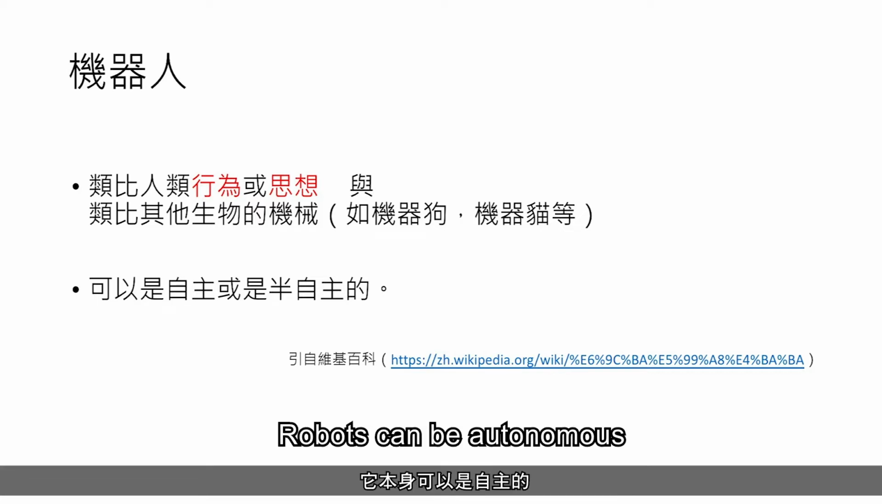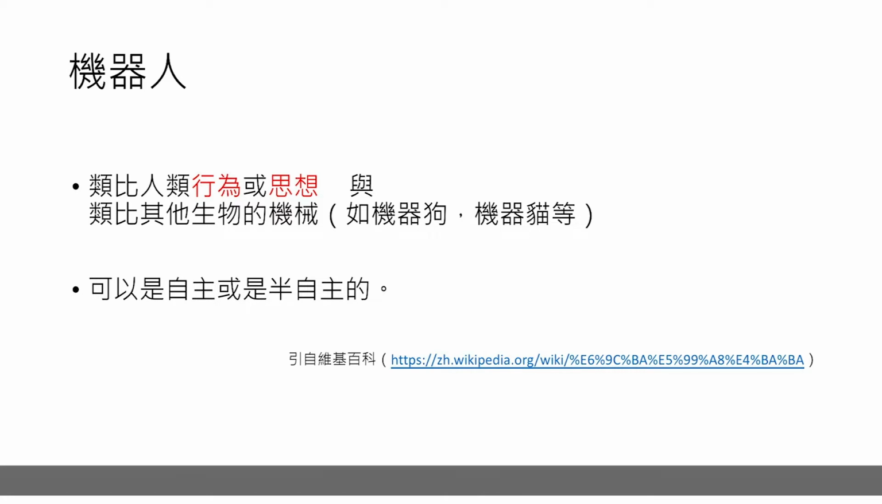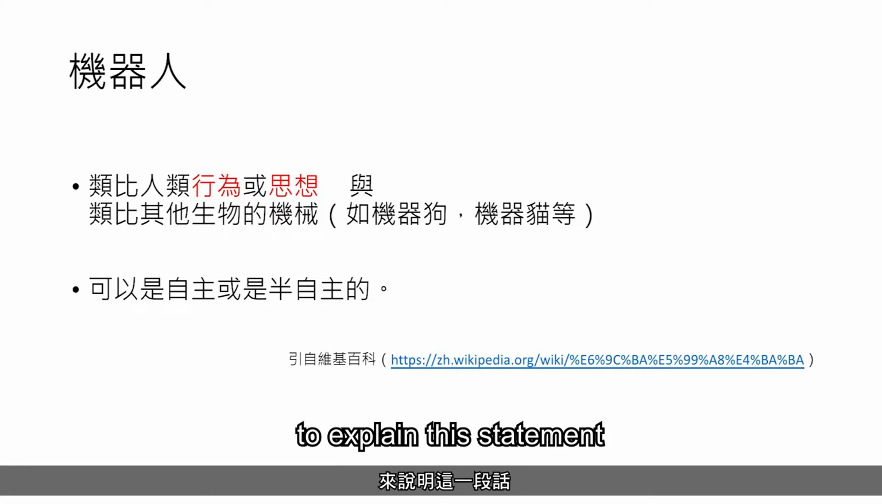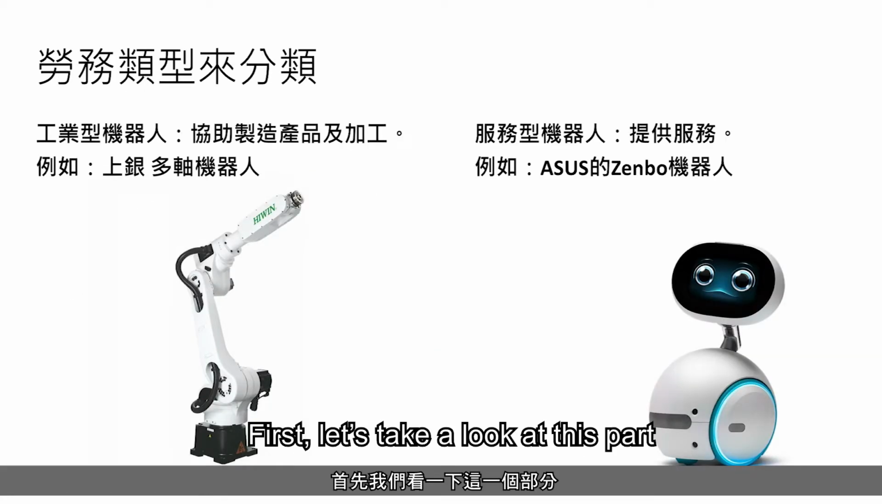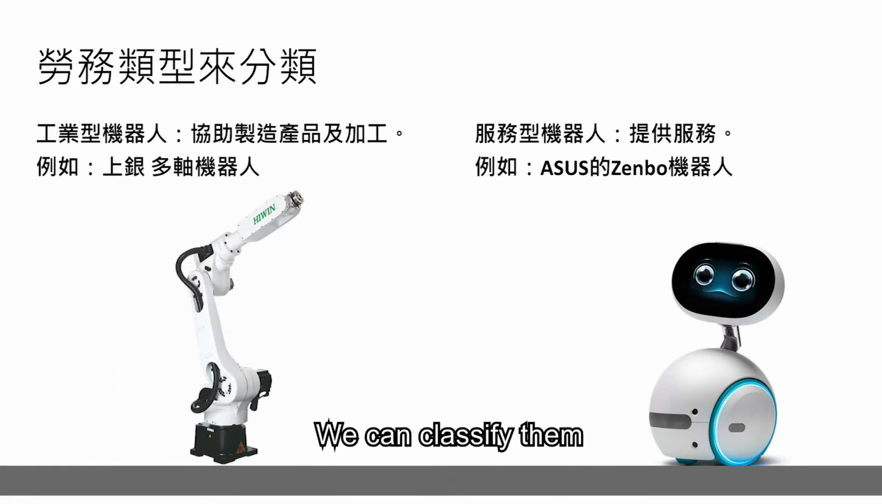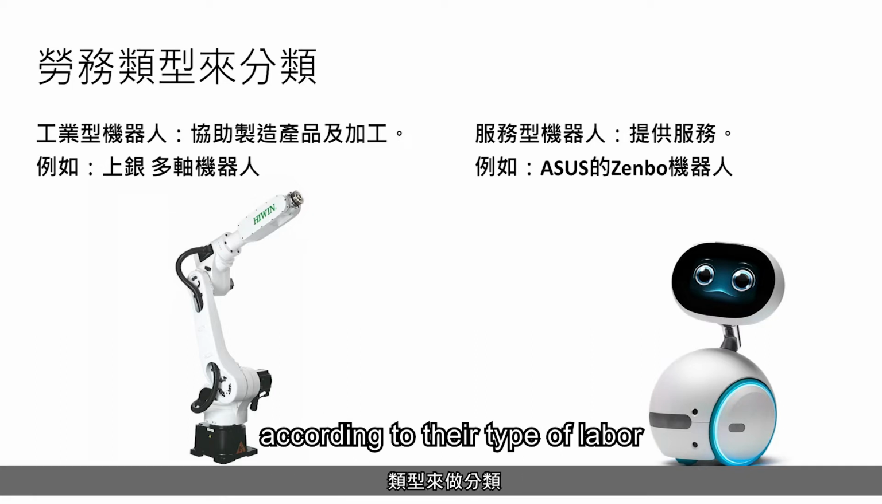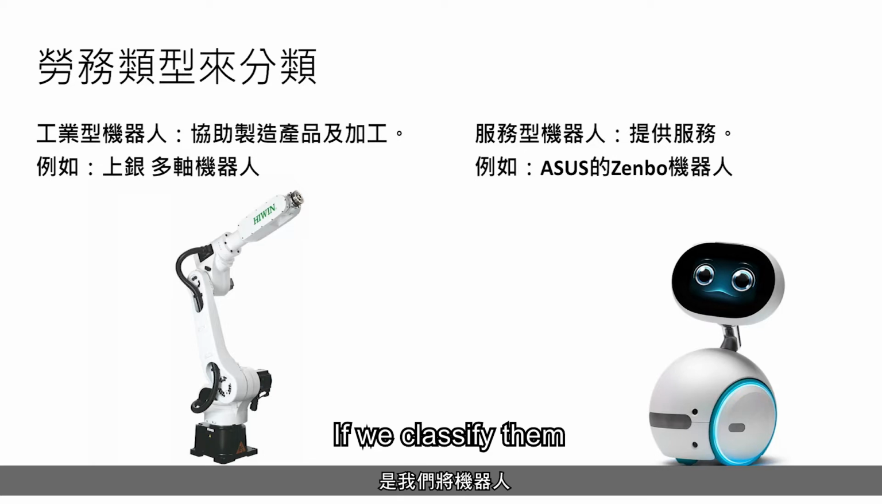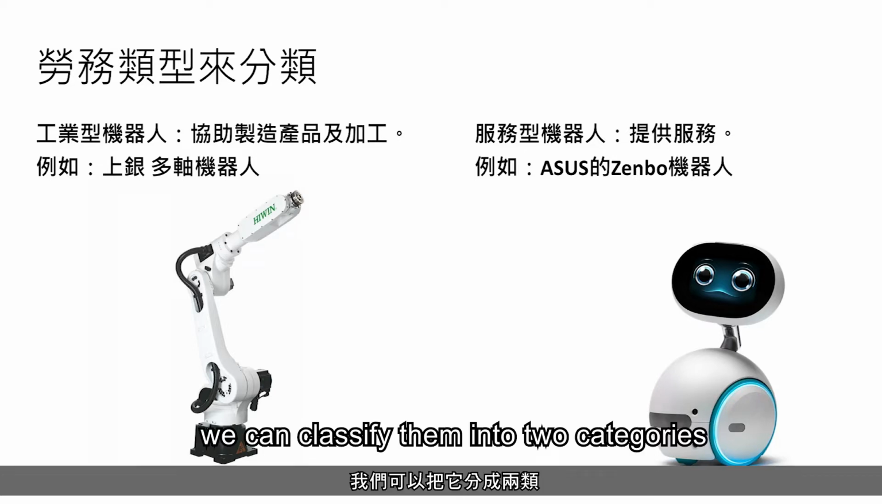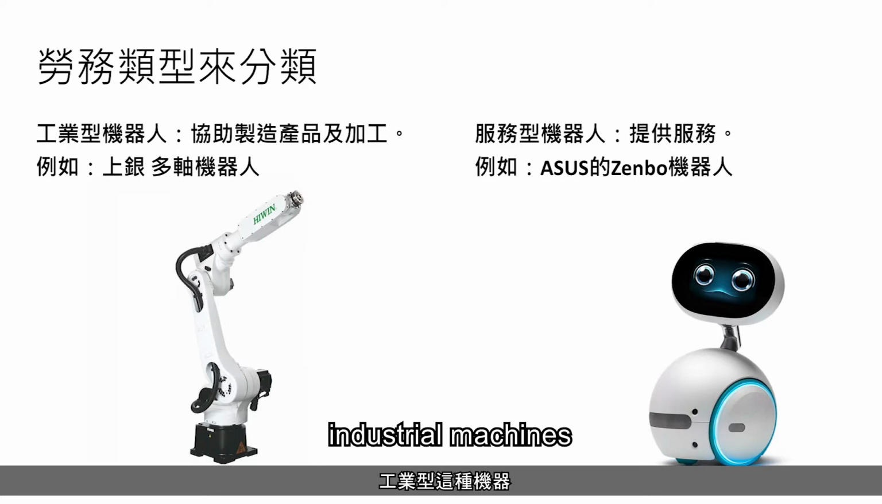Robots can be autonomous or semi-autonomous. We will give some examples to explain this statement. First of all, let's take a look at this part. We can classify them according to their type of labor. If we classify them according to the work they can perform, we can classify them into two categories. The first one is industrial machines.